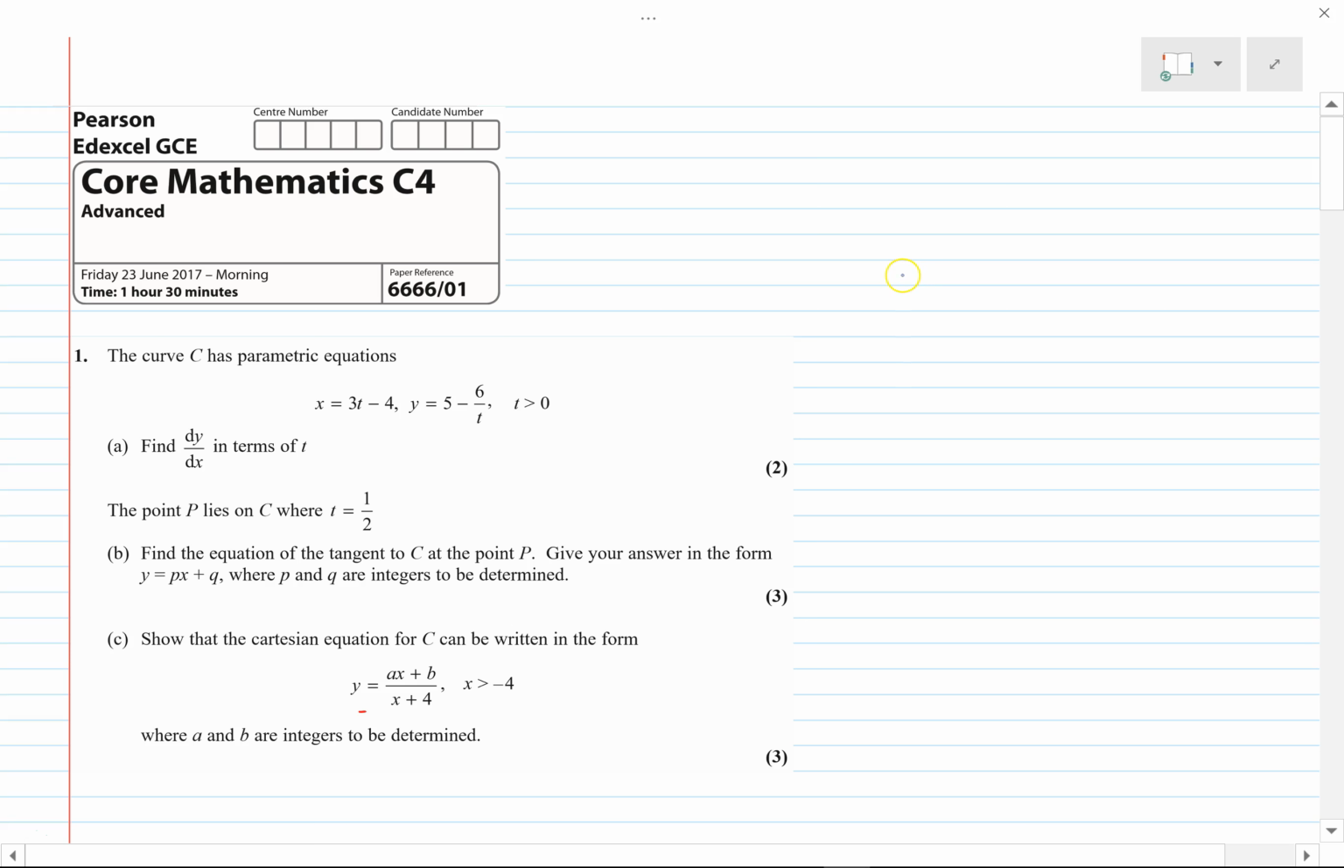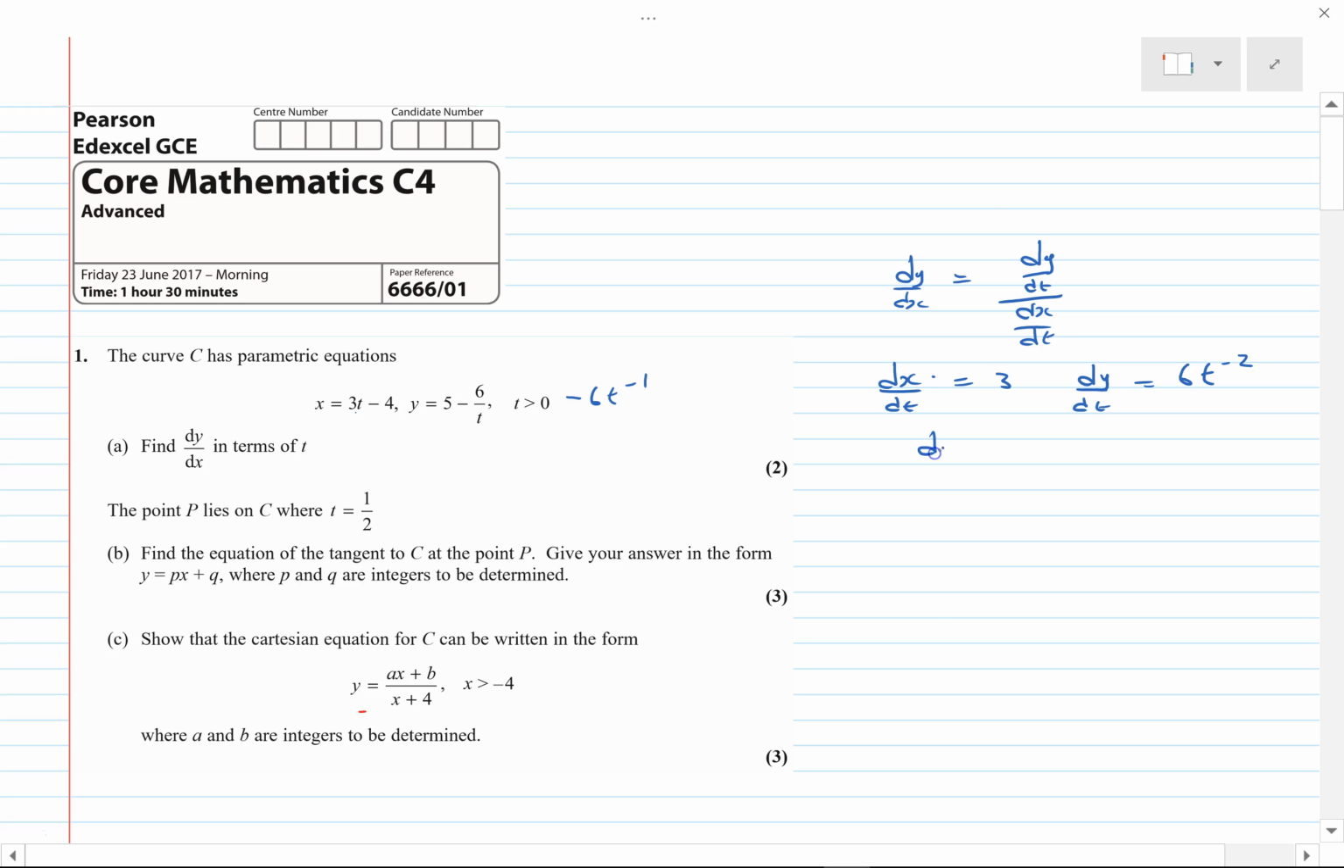Right, okay, so what we need to work out is dy by dt and dx by dt, and we're going to use dy by dx is equal to dy by dt over dx by dt. So dx by dt, well, that's pretty straightforward, that's just 3. Dy by dt, well, the 5 differentiates to nothing. This is minus 6 to the t minus 1, so taking the power down times by minus 1, that's plus 6t to the minus 2, taking 1 off the power.